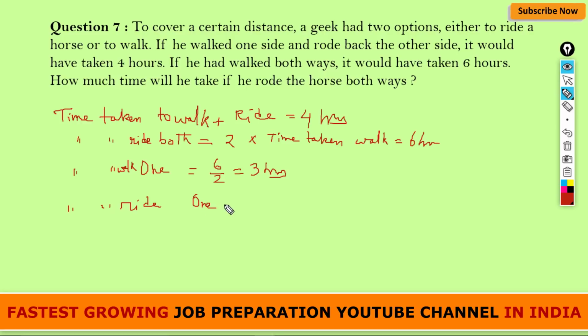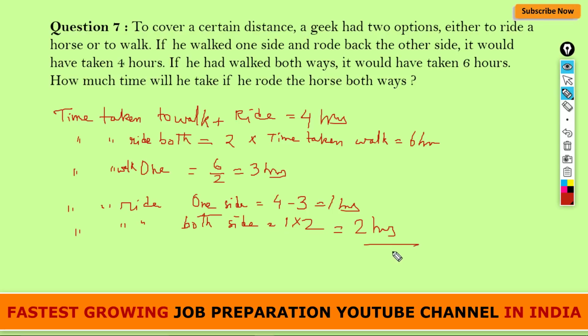This is a kind of sum which you can do without any written calculation, but just for you to understand, I'm writing it. So now the time taken to ride both sides is 1 into 2, that is 2 hours. So here is the answer. It is a very simple thing, but it may confuse you because of all this horse and walking. So do not get confused, guys.